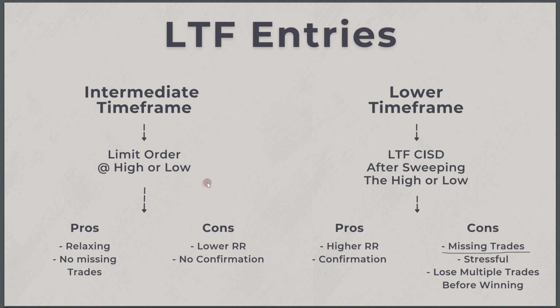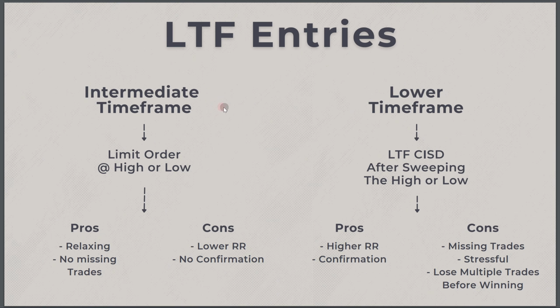So sometimes price will go to that level, to the high, and then just keep going lower. If you're using the limit order, you're going to get filled. If you're using the confirmation, you might not get a pullback, you might not get a retracement to get into the trade unless you're using a market order. It's going to be stressful because you're dealing with a lower time frame, and as you guys know, lower time frame is more stressful than higher time frame. You might lose multiple trades before winning.